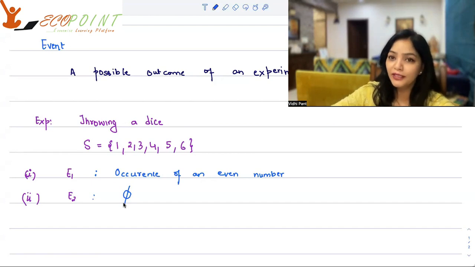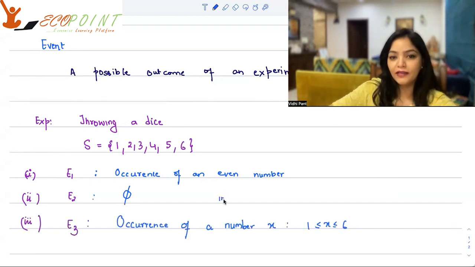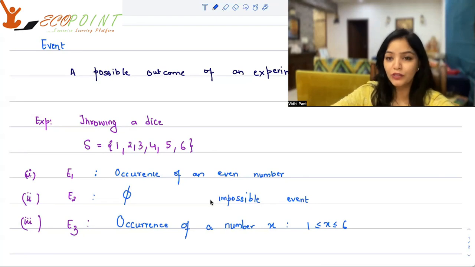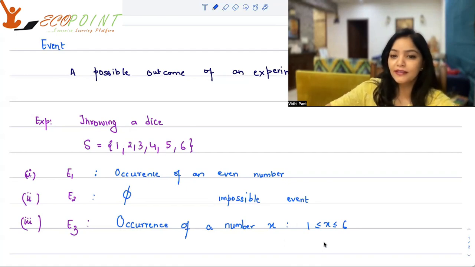It's an impossible event. Just like phi is an impossible event, I can also define a sure event. So in this experiment, if I say event 3 is the occurrence of a number x such that x is always between 1 and 6, including 1 and 6, that's going to happen for sure. So this kind of an event is a sure event, because this consists of all the possible outcomes actually.